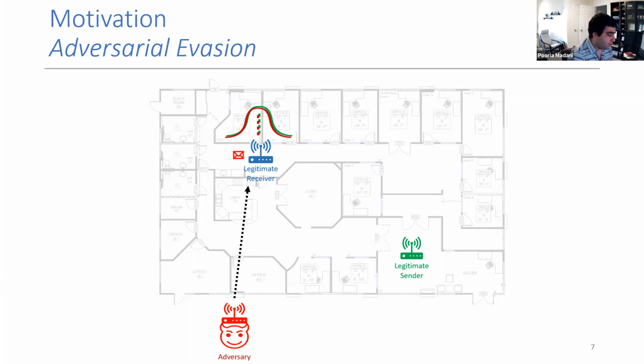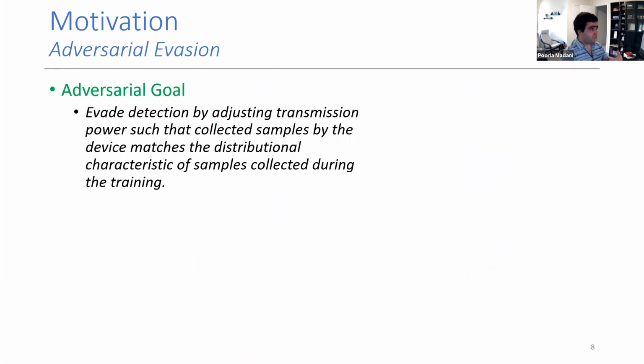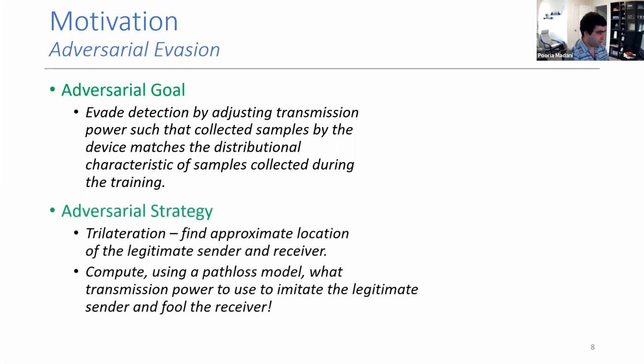Historically, it was believed that such manipulation of transmission power is not really doable, given the obstacles. But it turns out, with all these off-the-shelf software-defined radios, this is an actual doable activity. So the adversarial goal is to evade detection by adjusting its transmission power in order to cause the same distribution to form at the receiving end that the anomaly detection expects.